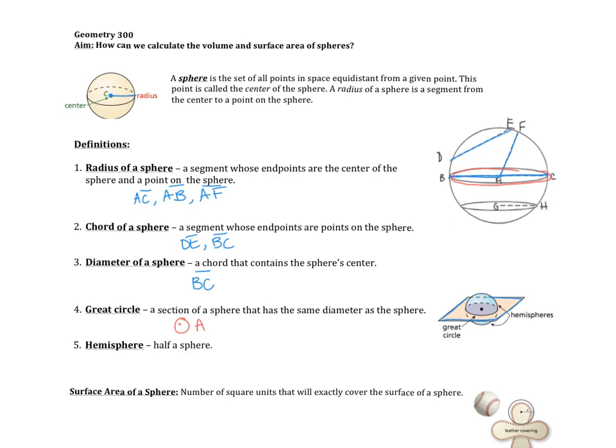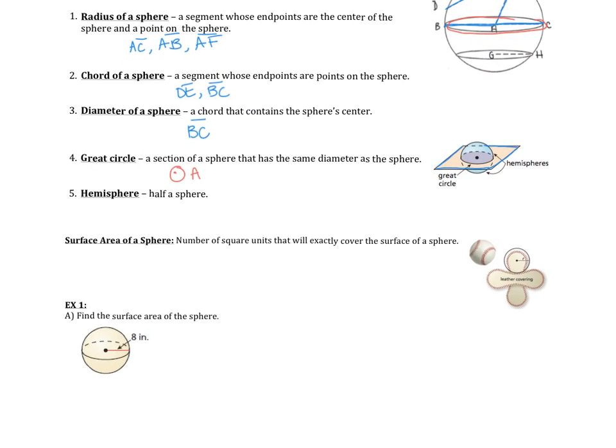We're going to talk now about the surface area of a sphere. So imagine what you're doing if you had, let's say, a basketball or a baseball and you wanted to wrap that up as a present for someone. The number of square units that will exactly cover the surface of the sphere is the surface area. The formula for surface area of a sphere is surface area equals 4 pi r squared. So to find the surface area, you need to know the radius of your sphere.